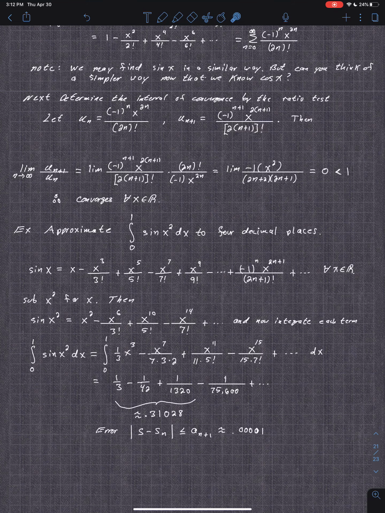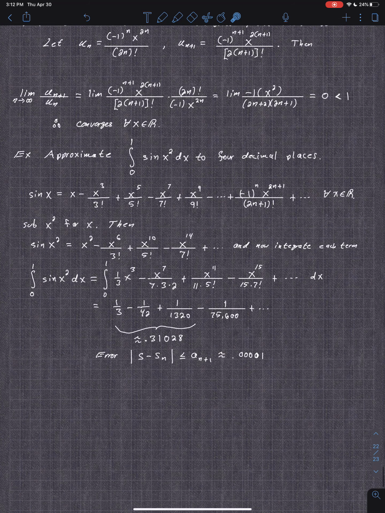Okay, next was an example applying some of the properties. Approximate the integral of sine x squared dx to 4 decimal places. In section 10.9, you get more into the convergence and error approximations. You may want to look at that a little bit to see what it says, because you'll do more of that later if you continue in your math. But we're just going to look at this today and this semester.